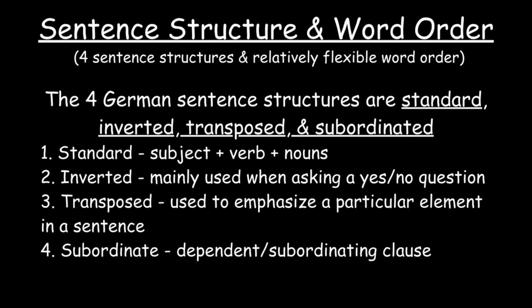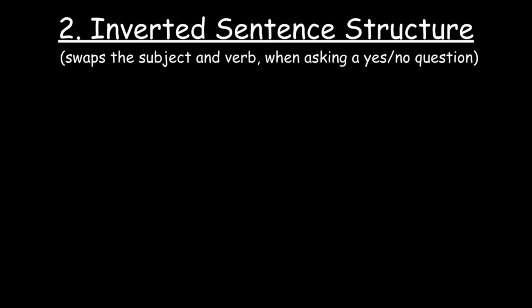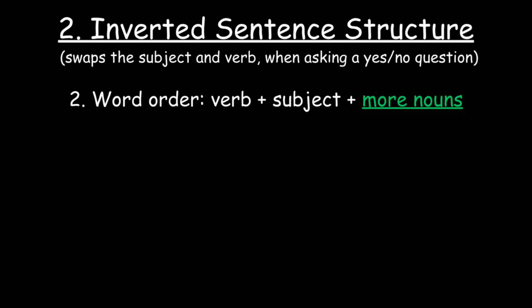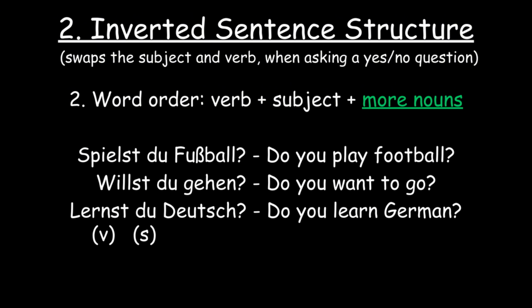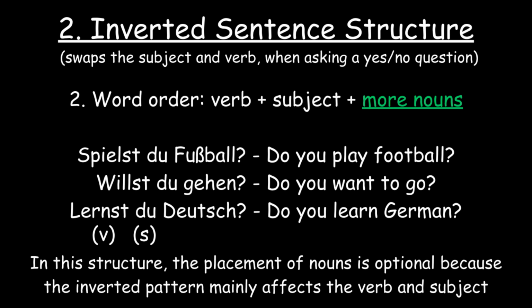While the standard pattern follows the subject, verb, and more nouns, the second inverted pattern swaps the subject and the verb when asking a yes or no question. So, the word order in the inverted pattern is a verb, a subject, and more nouns. Some examples are Spielst du Fußball? Willst du gehen? Lernst du Deutsch? In these examples, the placement of nouns is optional because the inverted pattern affects the verb and the subject, meaning that an inverted sentence can be as simple as having just a subject and a verb.